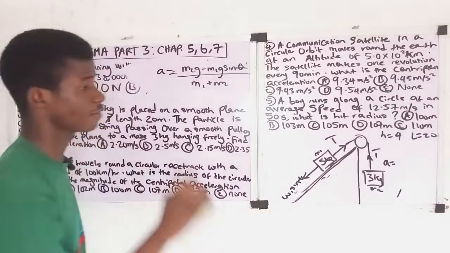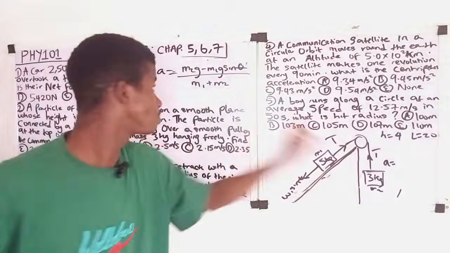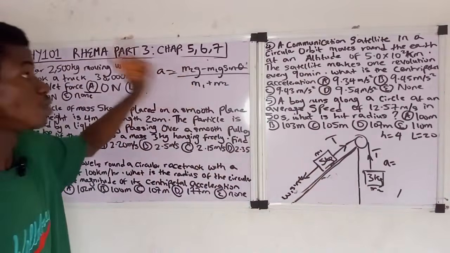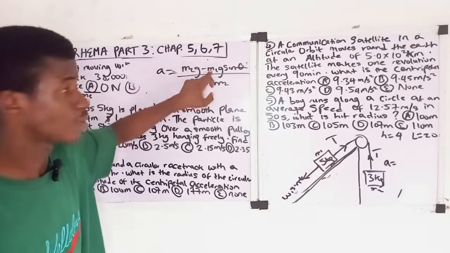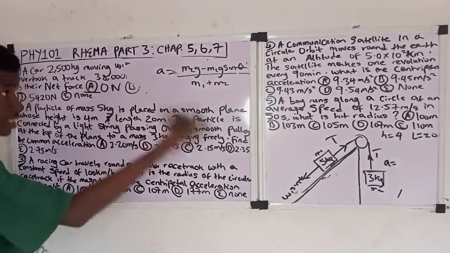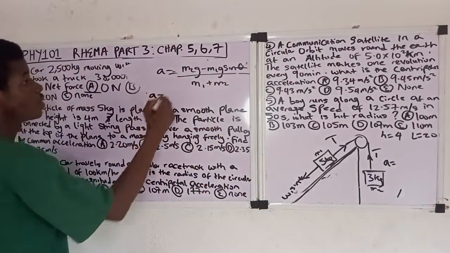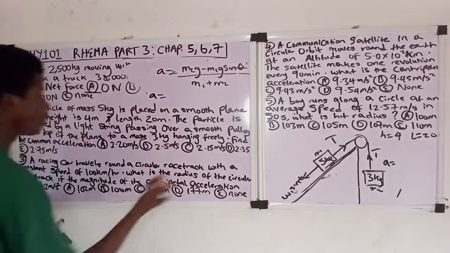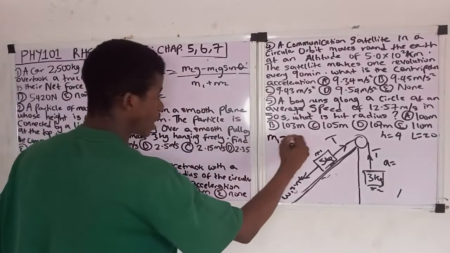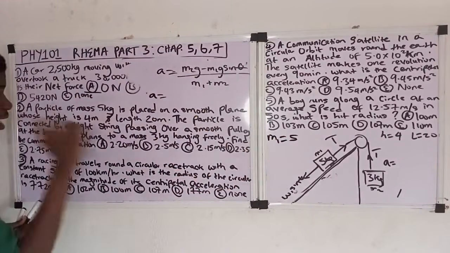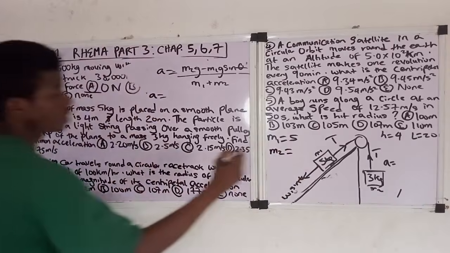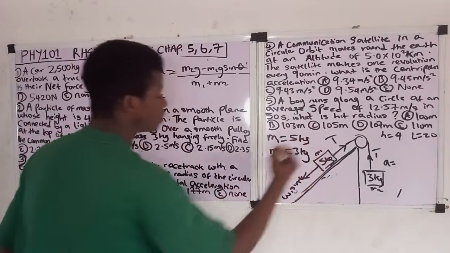Now, if you look at the question very well, you find out that they gave us the masses. This is m2, right? Yes, this is mass 2, then this is mass 1. Now what about the angle? There's no angle in the question, right? Now let's solve. So A will be equal to what? If you read the question, m1 is 5, right? Yes, m1 is 5 kg, and m2 is 3 kg.